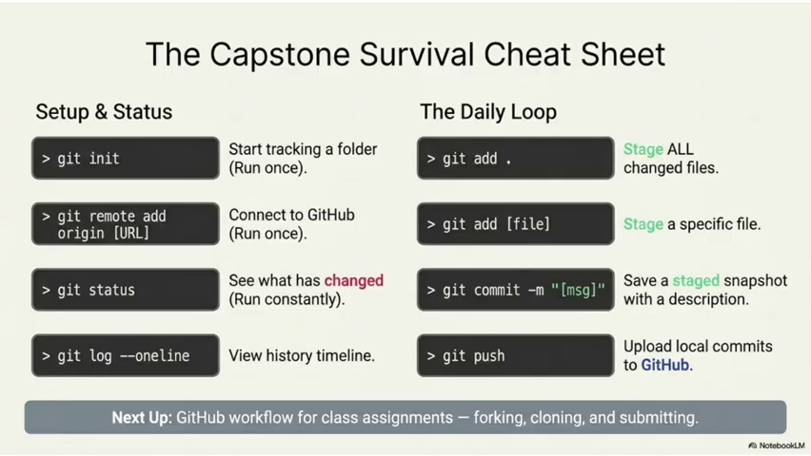The daily loop, run every session. git add . stages all the changed files. git add with a file name stages a specific file. git commit -m with a message saves a staged snapshot with a description. git push uploads local commits to GitHub. So next up, a GitHub workflow for your class assignments: forking, cloning, and submitting. This cheat sheet covers the foundation, and the next module shows the full professional submission protocol.